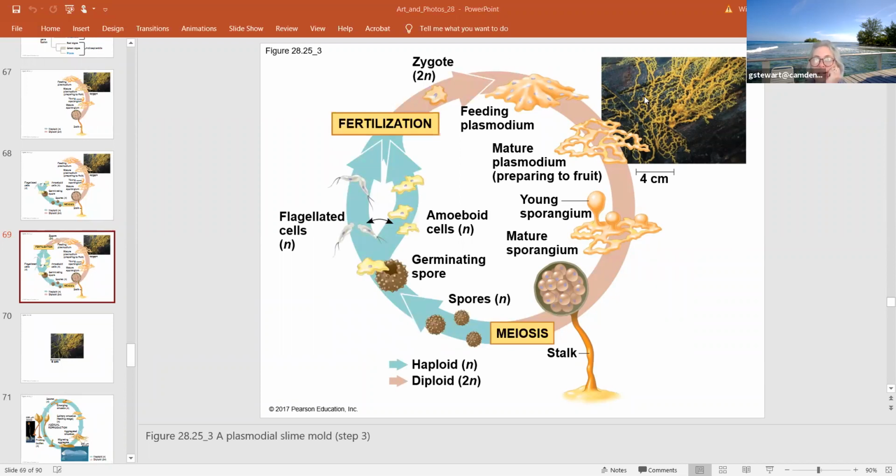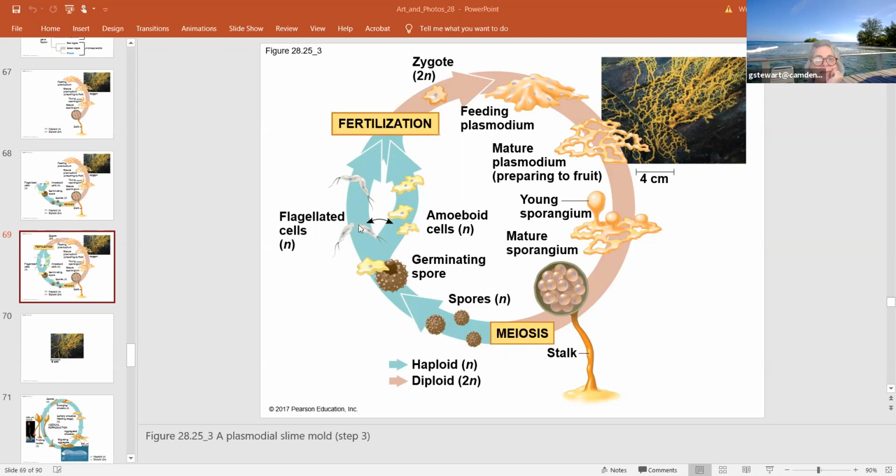So this is a plasmodial slime mold, and it's called that because it looks like it's moving. If you watched it in time-lapse photography, it's moving really quickly and looks like it's growing and almost like an animal, like it's oozing. It has sort of an alternation of generations where it produces a stalk, and in the stalk we're going to have meiosis, we're going to produce spores.